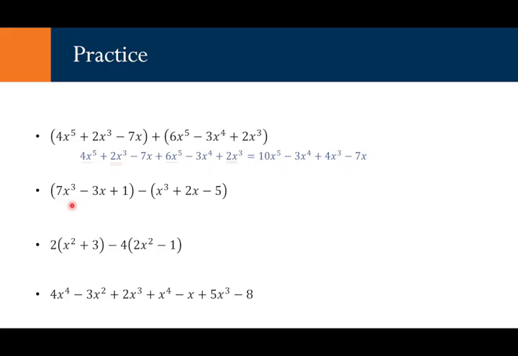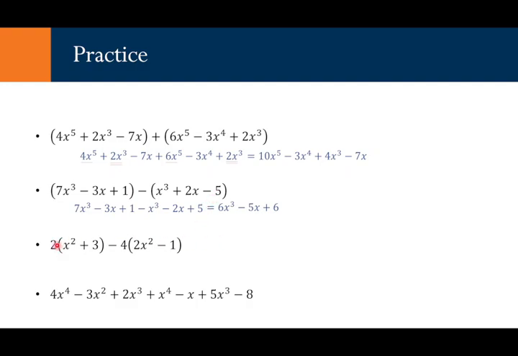Okay, next one. There's a positive 1 which will distribute, and these parentheses just go away, and there's a negative 1 which will distribute, and the signs on each of these will change. So this will be negative x cubed, negative 2x, and positive 5. Or subtract x cubed, subtract 2x, and add 5. Combine our like terms, and you should get that answer.